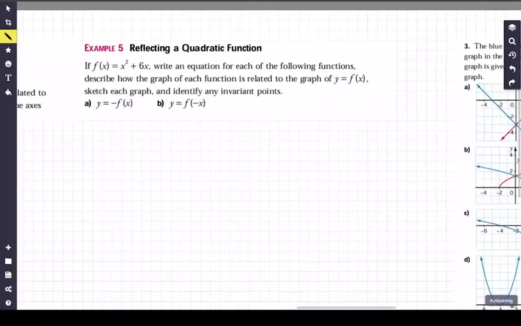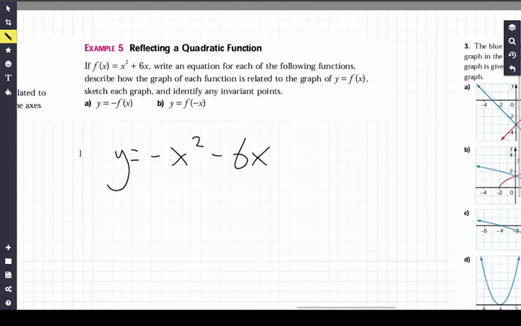Now we're going to reflect another quadratic function, but this time it's a little different. Let's go ahead and write out the equation first. Y equals negative... You know what? I'm just going to directly expand it. I don't think we have any issues. A, and then B.